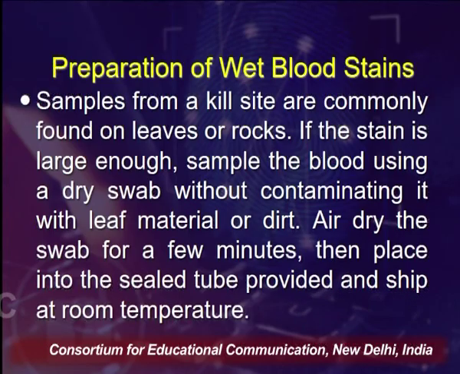If the stain is large enough, we sample the blood using a dry swab without contaminating it with leaf material or dirt. We air dry the swab for a few minutes, then place it into the sealed tube provided and ship at room temperature. But if the quantity of blood is less, then we save the leaves and place the blood stain attached to the organic material into desiccant tubes. The sample will be stored and shipped dry. So if the blood sample is very small, we send it directly.